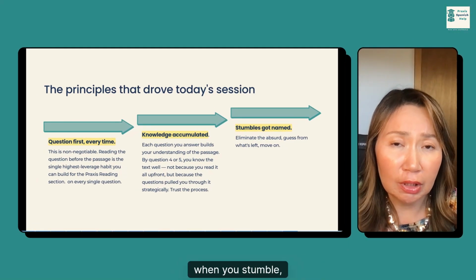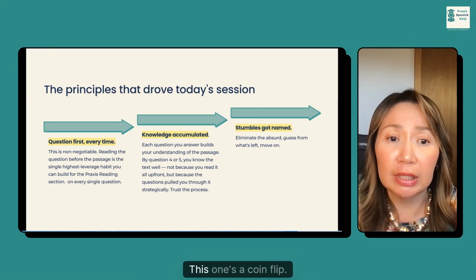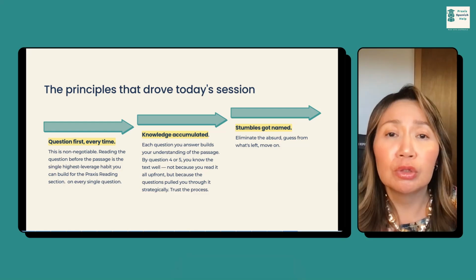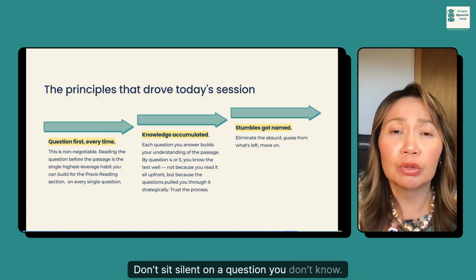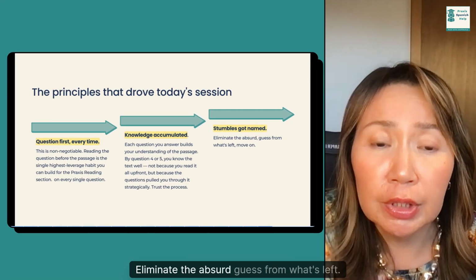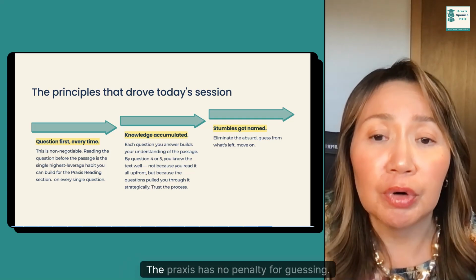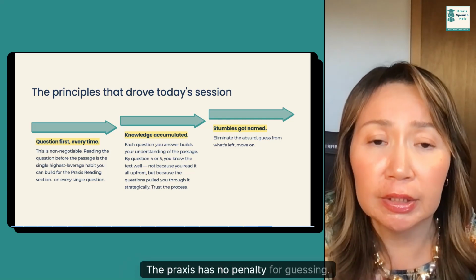Third, when you stumble, try to name it out loud. This one's a coin flip. Don't sit silent on a question you don't know. Eliminate the absurd. Guess from what's left. Move on. The Praxis has no penalty for guessing.